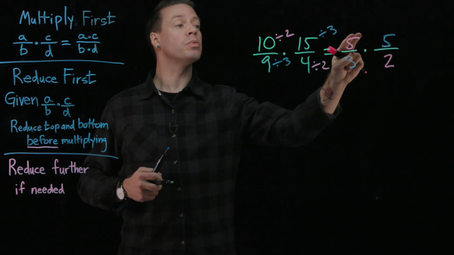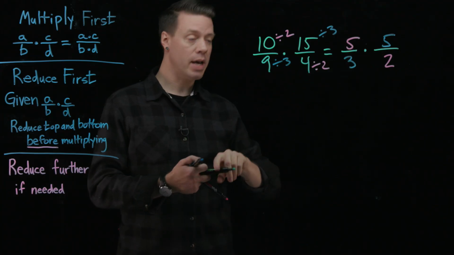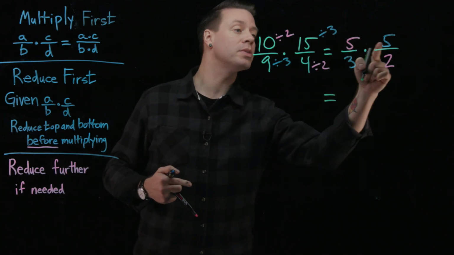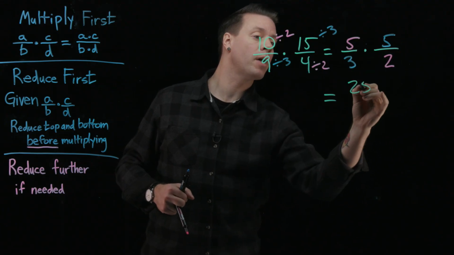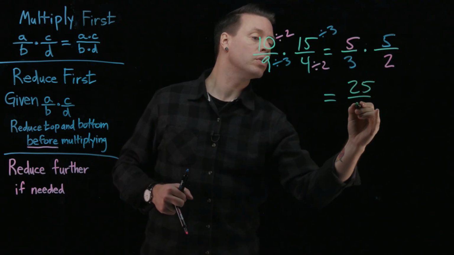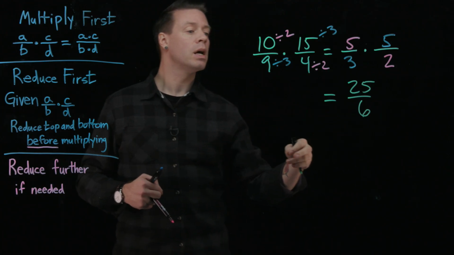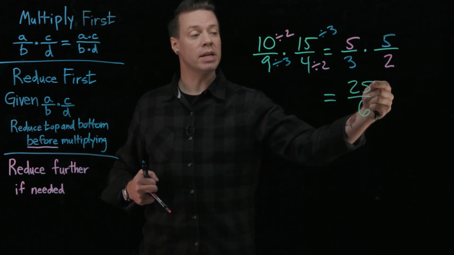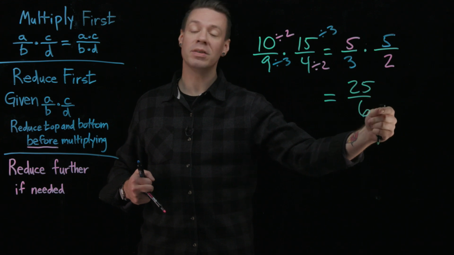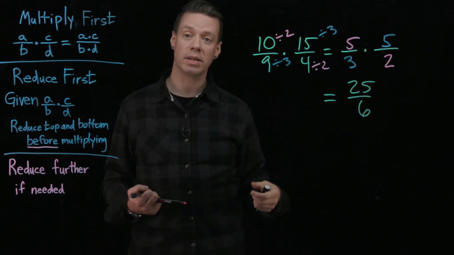And now that we've done this reduction first, we're going to go ahead and follow our multiply the tops together, multiply the bottoms together rule. 5 times 5 is 25, and 3 times 2 is 6. We'll then look at this fraction and just double check, is there anything else that can be reduced? 25 and 6 don't share any common factors, so we're actually done here.